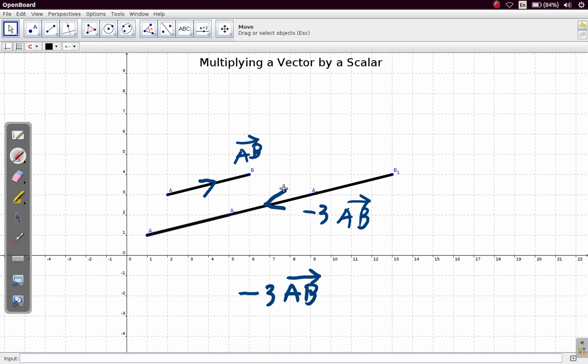Of course, if you multiply it by half, you will get another vector half the magnitude. If you multiply it by 5, you'll get another vector 5 times the magnitude. Same direction if it's a positive number that you multiply it by, and the opposite direction if it is a negative number that you multiply it by. Alright, so that's the idea of multiplying a vector by a scalar.